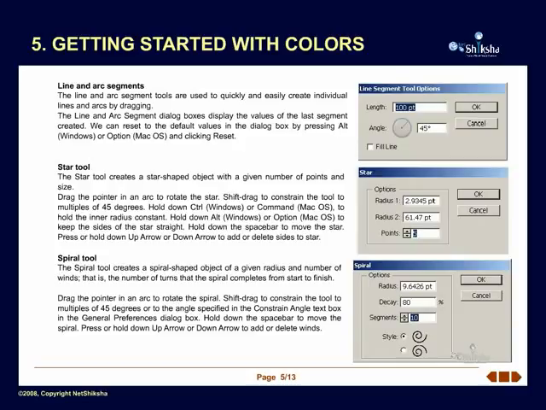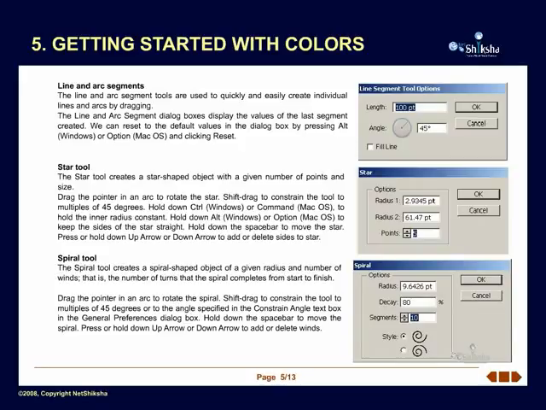Star tool. The star tool creates a star-shaped object with a given number of points and size. Drag the pointer in an arc to rotate the star. Shift-drag to constrain the tool to multiples of 45 degrees. Hold down Control, that is Windows, or Command, Mac OS.